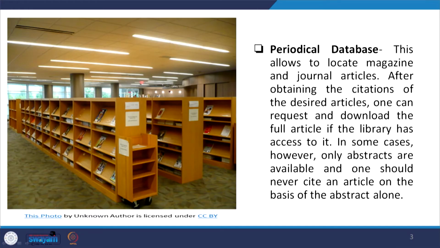You can always understand the gap when you come to know about a book or a periodical, say of the 19th century, 20th century. After obtaining the citations of the desired articles, one can request, and many libraries also have the facilities that if you want to download and also want the printed version, you can be allowed. So, you can download the full article if the library has got access to it.